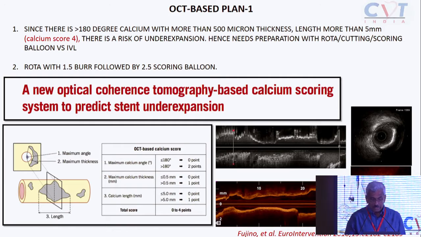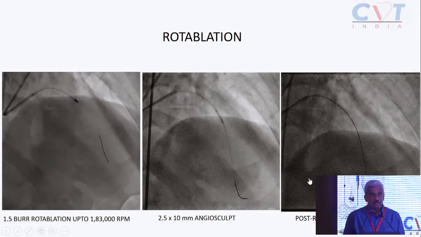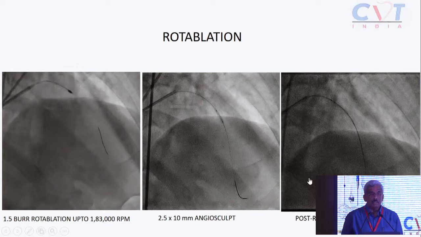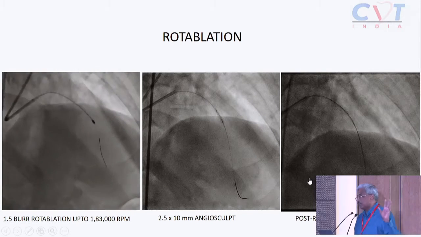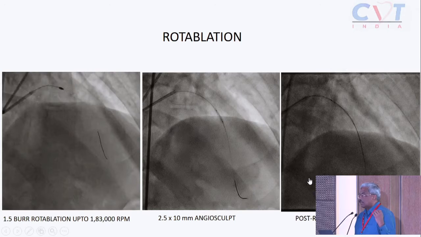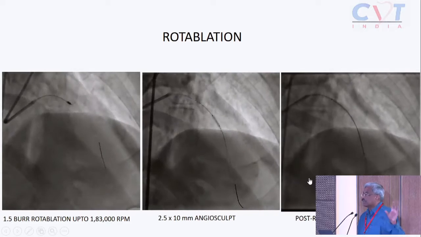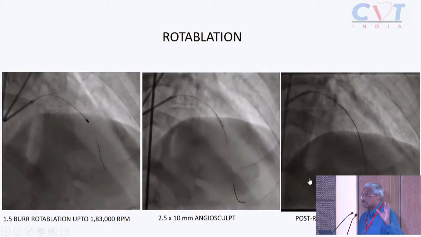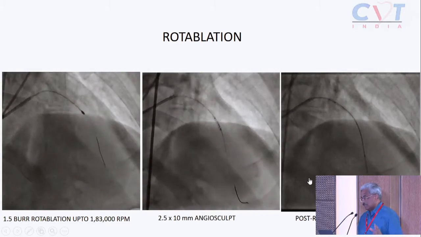This is a nice paper in neurointervention about calcium scoring, just for your reference as to how you plan it. So you go with a 1.5 rotablator at 183,000, and we followed it up with a 2.5 AngioSculpt because apart from the rotablator, there was fibrous disease. Remember, AngioSculpt will not cut calcium. It just has wires around it, which will not cut deep calcium. You can cut fibrous tissue, and you can get minor calcium, but it is not going to cut deep calcium. So you're going to use this 2.5 to just cut the other areas of the calcium.